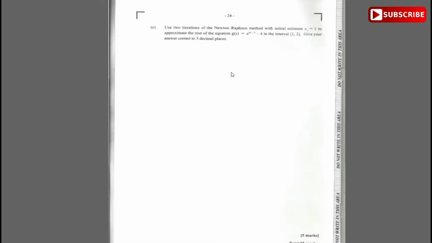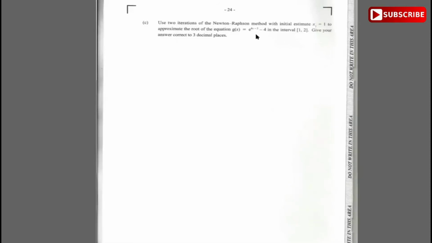It says use 2 iterations of the Newton-Raphson method with initial estimate x1 to approximate the root of the equation g of x being e to the 4x minus 3 minus 4 in the interval 1, 2. Give your answer correct to 3 decimal places. Now the key thing is that it said use 2 iterations, meaning we're going to do it twice. So first thing, before I even attempt the question, I am going to find the derivative.